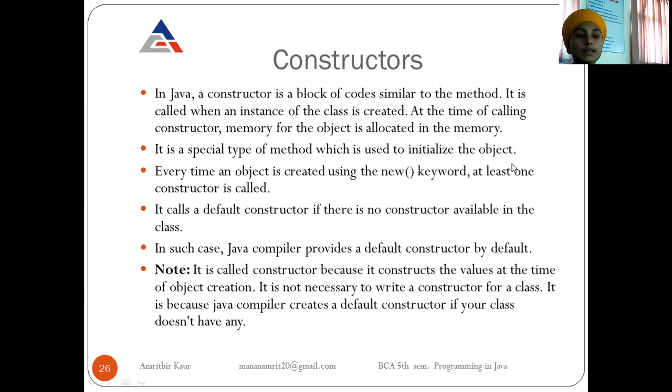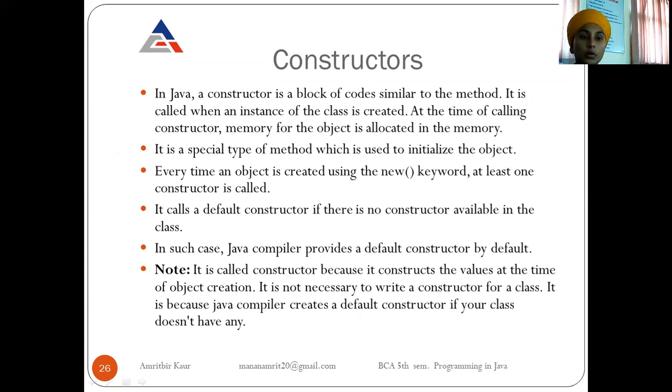Every time an object is created using the new keyword, at least one constructor is called. Our class can have any number of objects, and when any object is created, the constructor will be called. It calls a default constructor if there is no constructor available in the class. So if we are not writing any constructor, it will call the default constructor. In such a case, the Java compiler provides a default constructor by default.